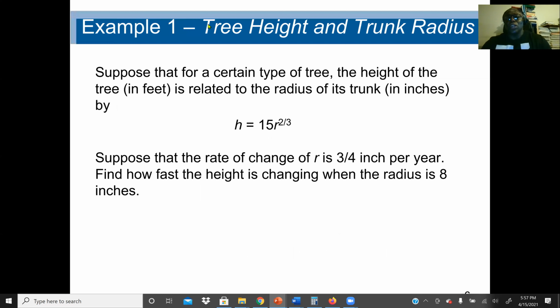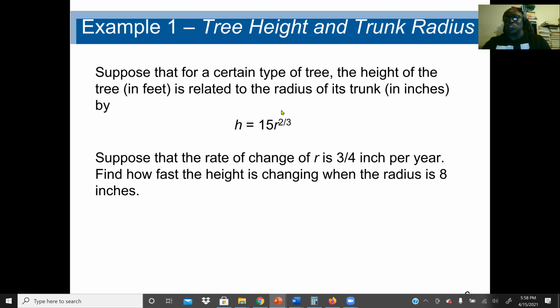So we have example one, the tree height and the trunk radius. Suppose that for a certain type of tree, the height of the tree in feet is related to the radius of its trunk, and we have the model h equals 15 times r to the power 2/3. So in our case, the constant value is 15. Now suppose the rate of change of r is 3/4 inch per year. We should find how fast the height is changing when the radius is 8 inches.